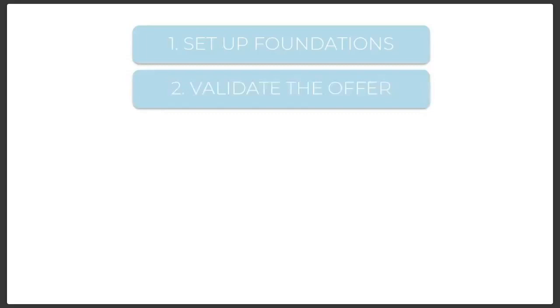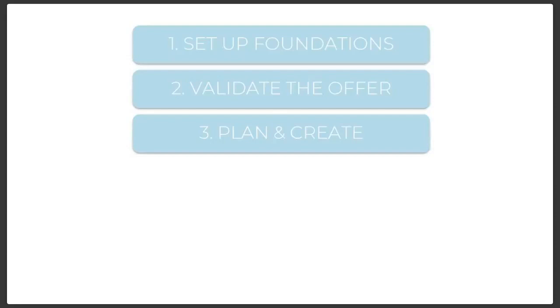The first step is to set up your foundations, which is what we've just talked about, those 4 pillars. And then you need to validate your offer. There are a whole load of steps in validating your offer, about research with your ideal students, and making sure that what you want to create is something your students actually really want. And then it's planning and creating your course. In this part of the process, there's a framework that you need to go through to plan and create your course.